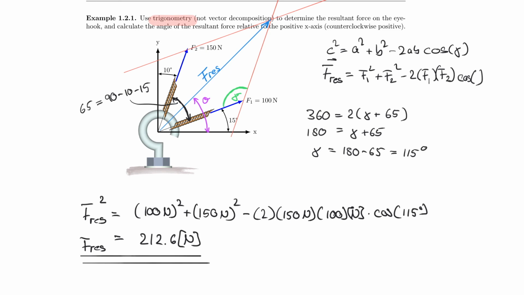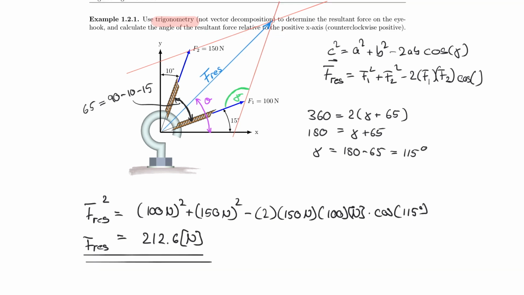And this 212.6 Newton is effectively the length of this arrow. And so we completed the first part, which is the resultant force, but now we need to find the angle of that resultant force. So how do we do that?